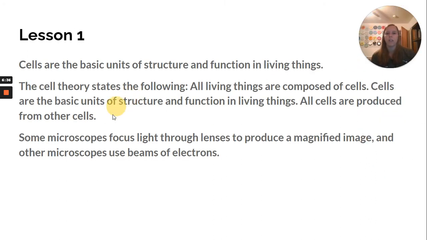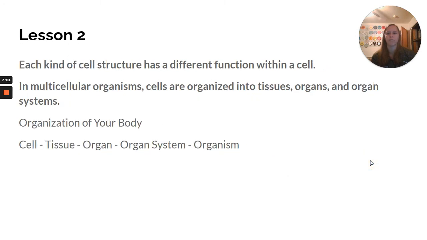So, lesson 1 of chapter 8: cells are the basic units of structure and function in living things. The cell theory states the following: all living things are composed of cells. Cells are the basic units of structure and function in living things, and all cells are produced from other cells. Some microscopes focus light through lenses to produce a magnified image, and other microscopes use beams of electrons.